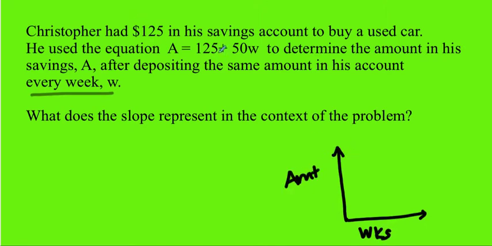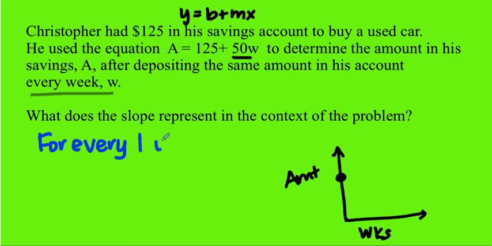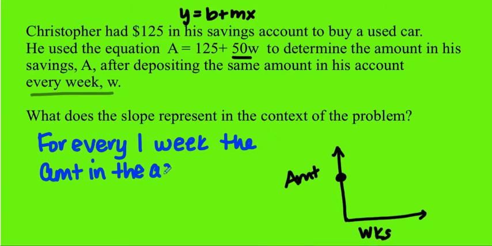All right. Well, I noticed that this is in y equals b plus mx. So that 125 is my starting amount. That's the amount he started with in his savings account. And 50 is my slope. So what does the slope represent in the context of this problem? Remember, we want it in terms of the rate of change. So for every 1 day, or every 1 week, the amount in the account increases by 50.